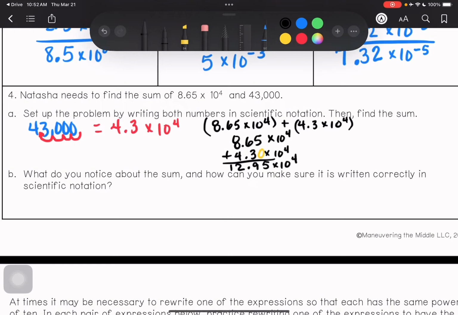But if we notice, it said, what do you notice about the sum? So when we add these together, this is not a number written in scientific notation, because if it was a number written in scientific notation, it had to be a number between 1 and 10. So we notice that the first value is not between 1 and 10.